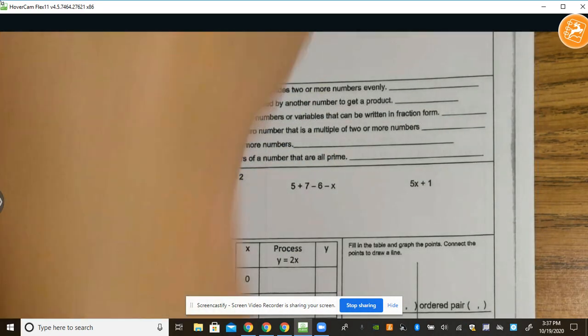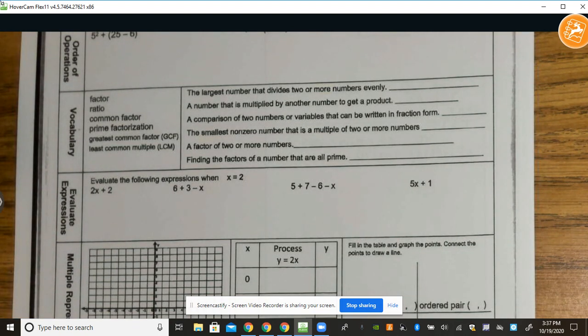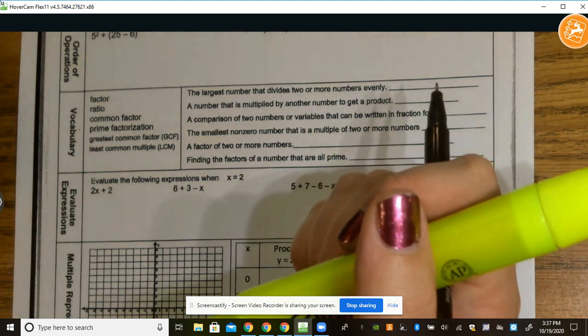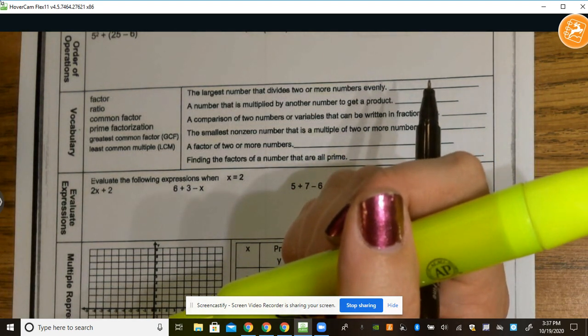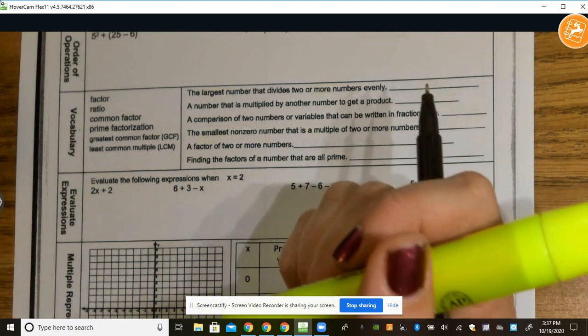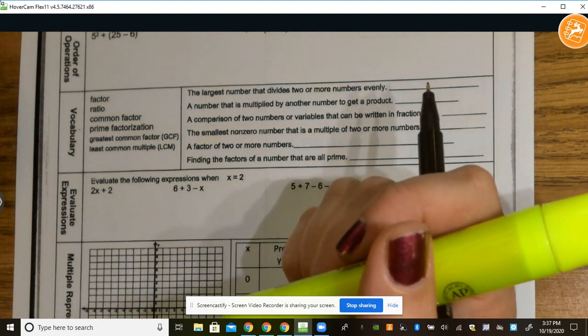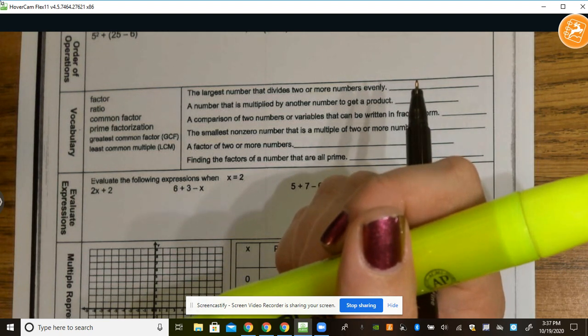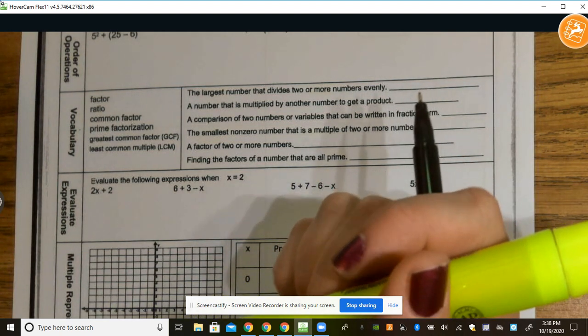So I'm going to come over here. I'm going to grab my highlighter and my pen. So we have factor, ratio, common factor, prime factorization, greatest common factor, and least common multiple. All of these can be found if you're in my classroom. You have the yellow sheet with the vocabulary words. If you're in person, I've given you those. If you are online, in the math information folder, the red folder, they're the ones with a yellow border around them, and you can find them.